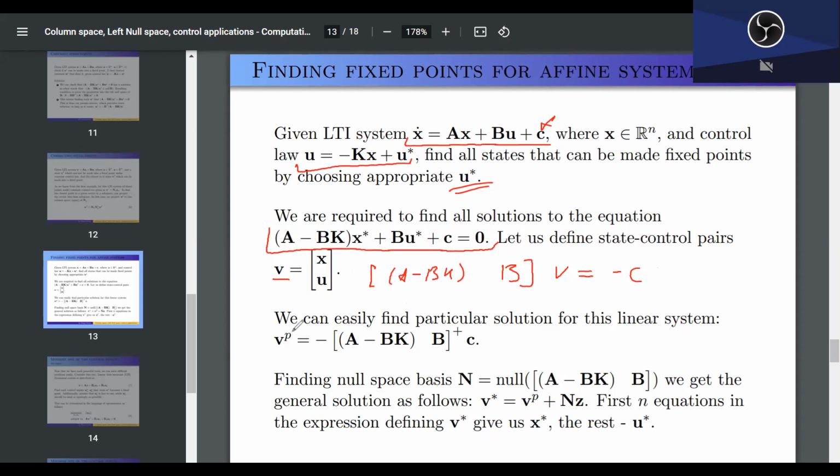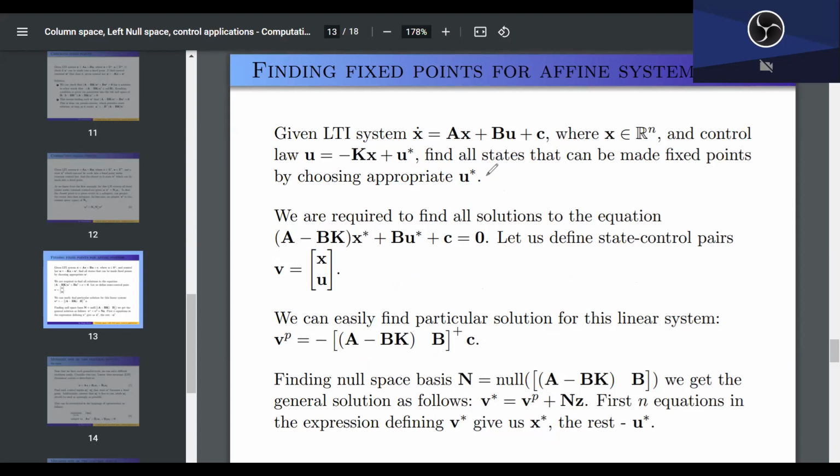And then you can find the particular solution this way, same as before. There is absolutely nothing new here. And you can find the null space solution. And that is a solution. And here is a solution to the original question. The first 10 equations will be x stars, and the rest u stars. Notice that the question looked complicated, but all it took was to rewrite it as a linear system. And after that, there was nothing new.